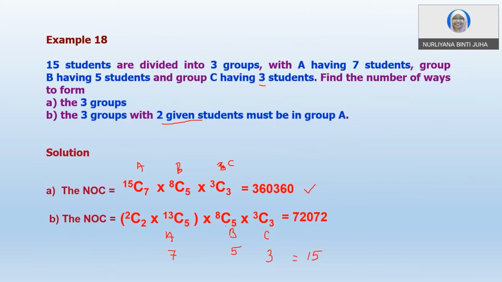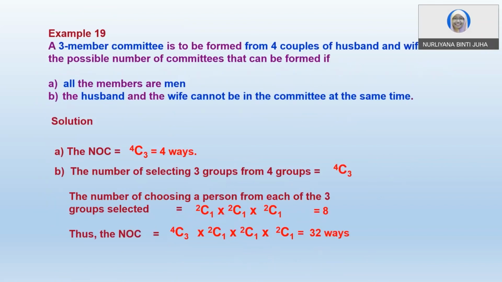Okay, and then we multiply with yang untuk B. Yang B adalah 8. Yang dekat sini dah 7. So out of 15, you tolak 7, yang tinggal adalah 8. 8 you choose another 5. Kenapa 5? Sebab dia dah tetapkan B having 5 student and C having 3 student. So yang baki itu adalah untuk C. 3 choose 3. Kat sini 3 choose 3. Okay.